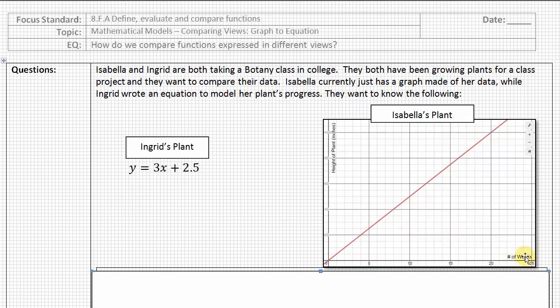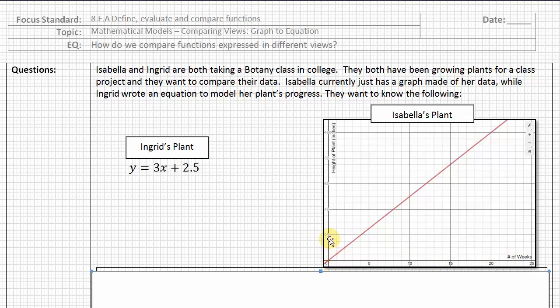So on the x-axis, we have the number of weeks, and we're going to have to make an assumption that Ingrid is using x to represent the number of weeks as well. And on the y-axis, we have the height of the plant in inches, so we will assume that the y means the same for Ingrid's. And then we can see that it looks like a scale of 1 again, although the main grid lines are 5. There's little smaller lines inside of there. Looks like an x scale of 1.